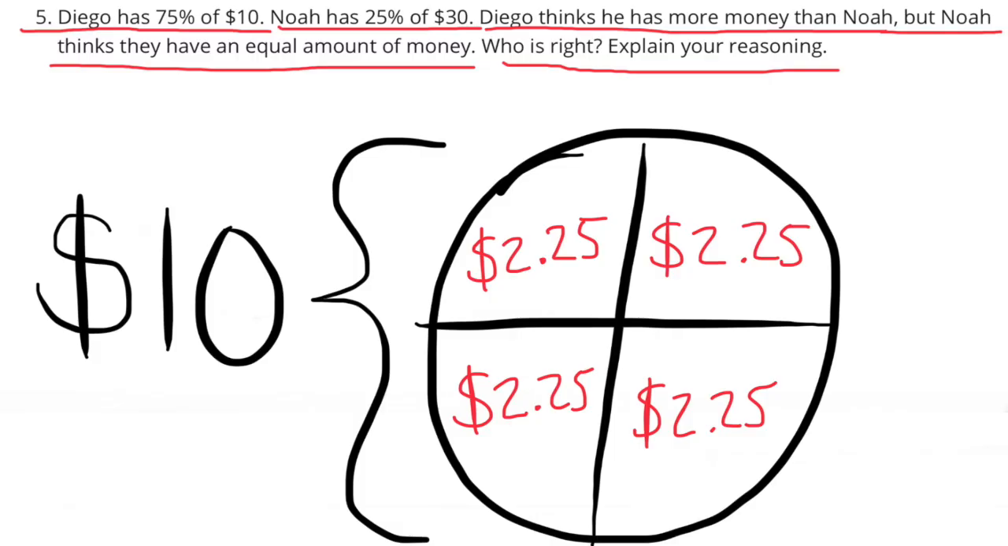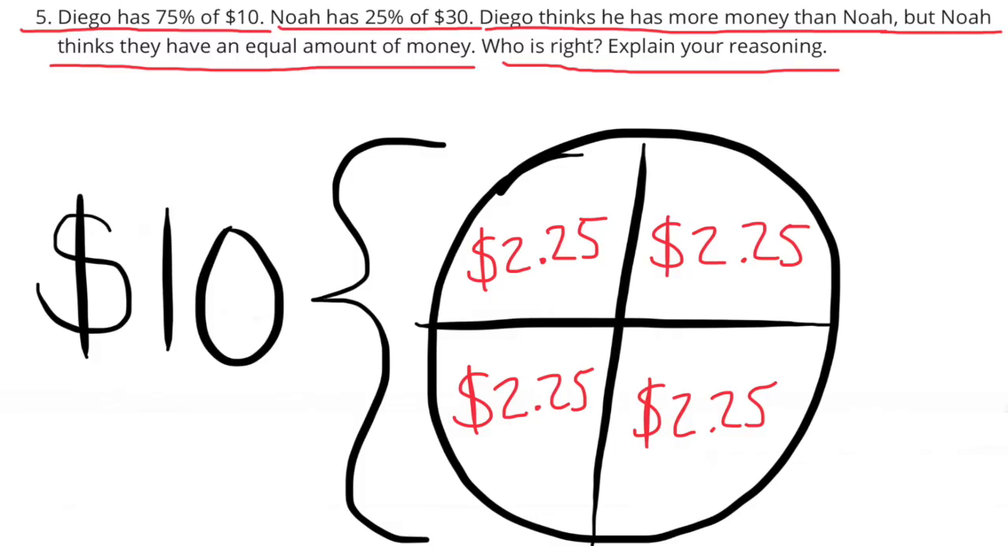Number 5. Diego has 75% of $10. Noah has 25% of $30. Diego thinks he has more money than Noah, but Noah thinks that they have an equal amount of money. Who is right? Explain your reasoning. Well, Diego has 75% of $10.